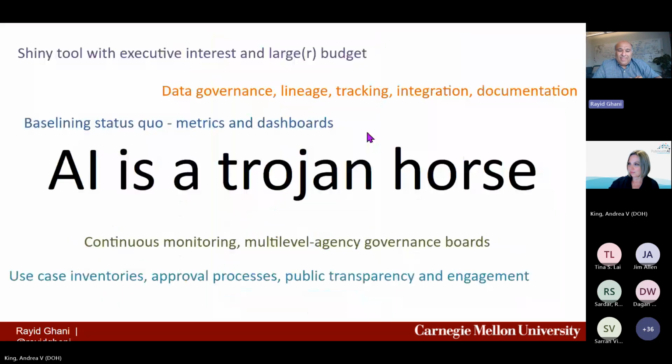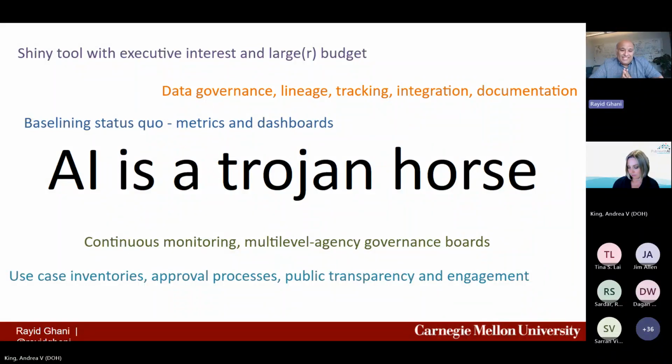Okay, so the positive side, these are all cautionary notes, right? What I think about today's AI is that it's a great Trojan horse to fix a lot of the tech problems we have within a lot of our state and local agencies. It's a shiny new tool. Your bosses are saying, what are we doing with AI? We need to do something with AI. And there's budget at some levels to do this.